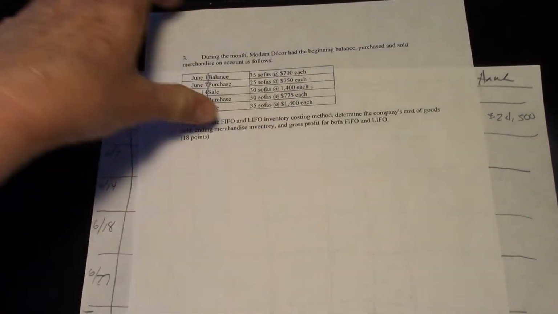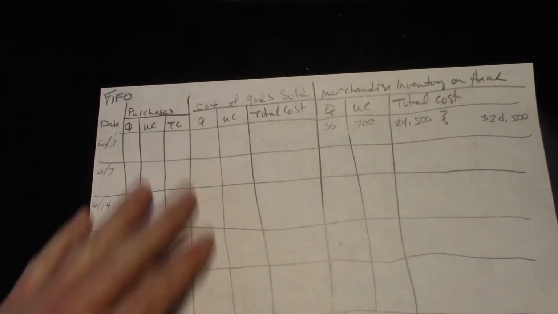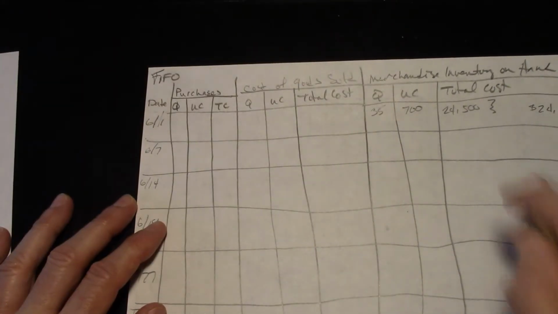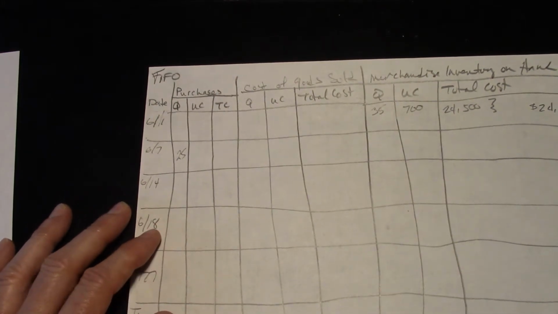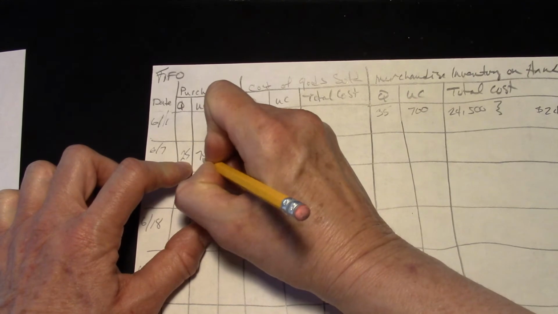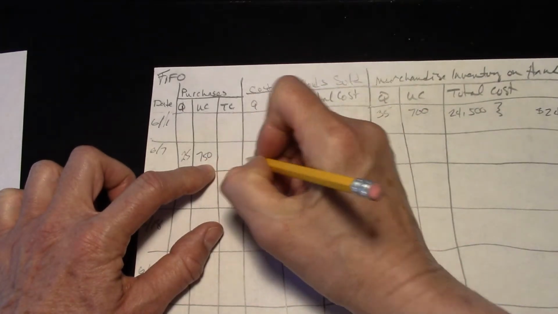Okay, so now what happens next? Oh, we purchase some more sofas. So that's a purchase, so it's going to go in the purchase column. We're purchasing 25. That's the quantity, 25. And the unit cost is $750 each. So 25 times 750 gives me a total cost of $18,750.